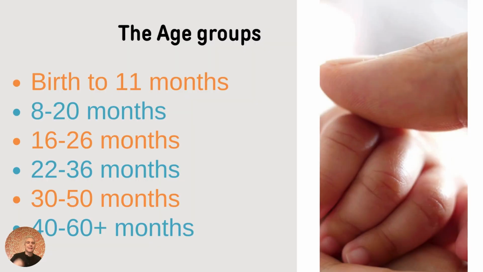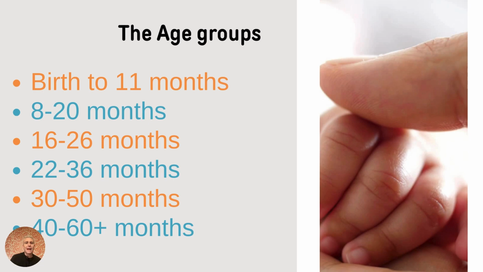The EYFS is split into 8 age groups, and each age group overlaps. So the first is birth to 11 months. The second age group is 8 to 20 months, then 16 to 26 months, 22 months to 36 months. And this is how the EYFS is structured when we look at how the developmental milestones are organised.